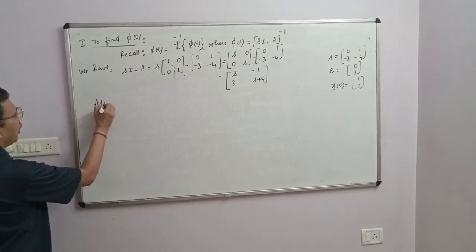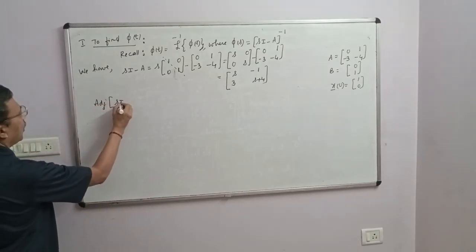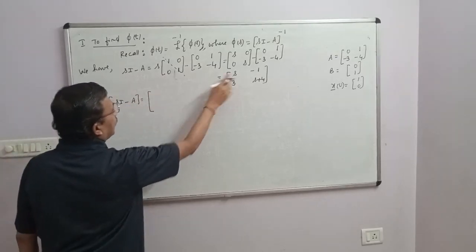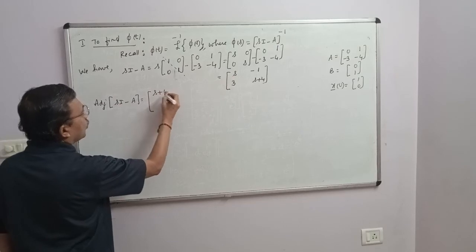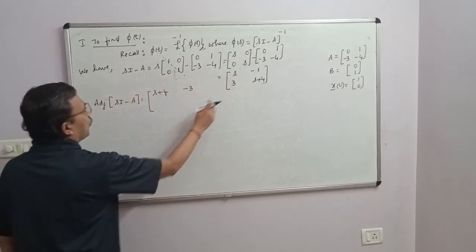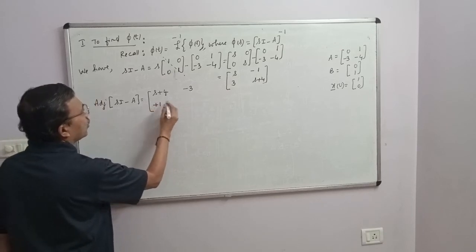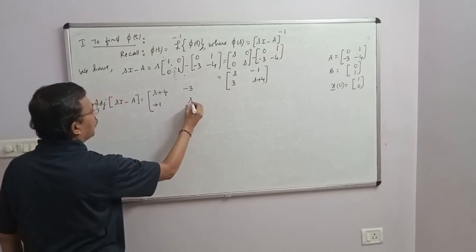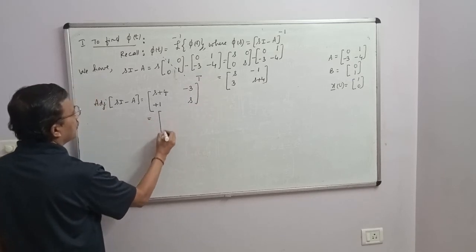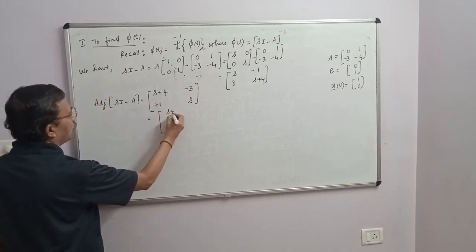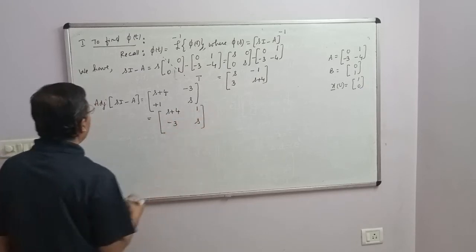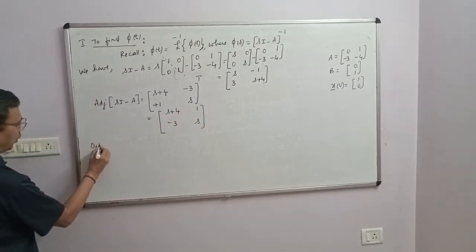What is adjoint? Adjoint of sI minus A. Cofactor of s is s plus 4. Cofactor of minus 1 is minus 3. Cofactor of 3 is plus 1. Cofactor of s plus 4 is s. Then take transpose of it. This is the adjoint. First transpose means first row becomes first column. Second row becomes second column. This is the adjoint.